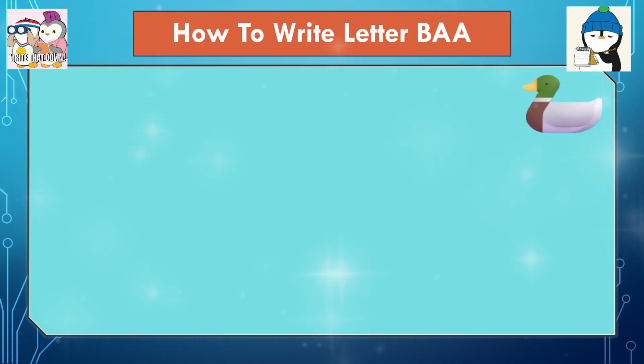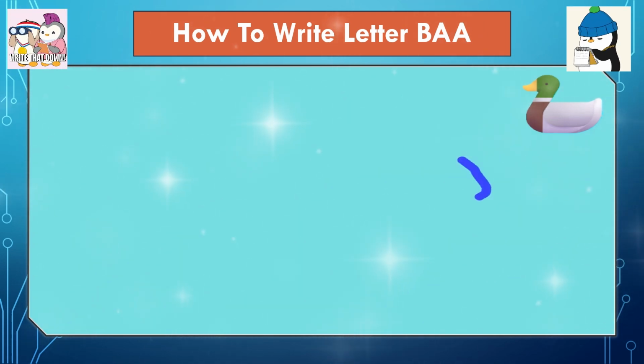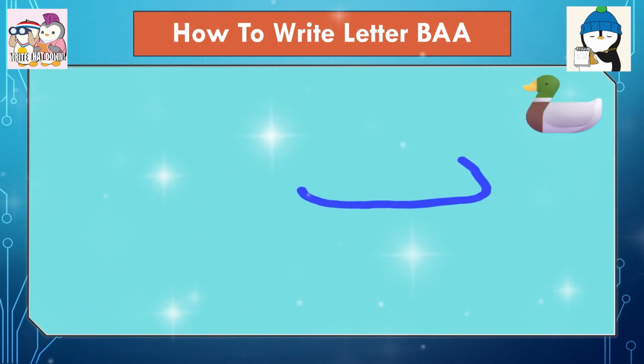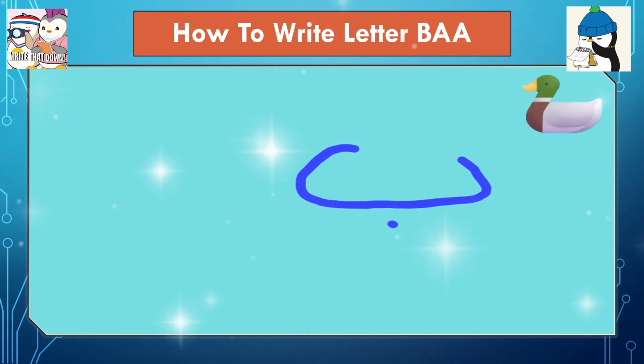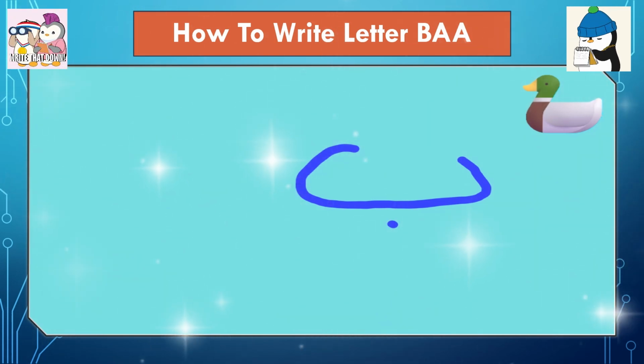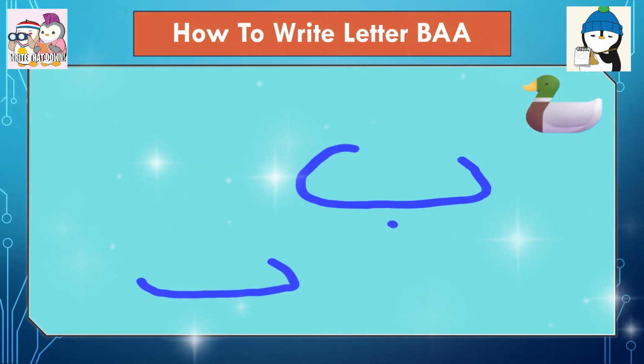Let's learn how to write the letter ba. First we draw a curve, then a horizontal line, and then another curve, and at last we draw a dot. Let's try again. First we draw a curve, then a straight line, then another curve, and at last we draw a dot.